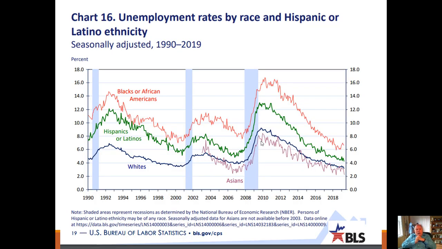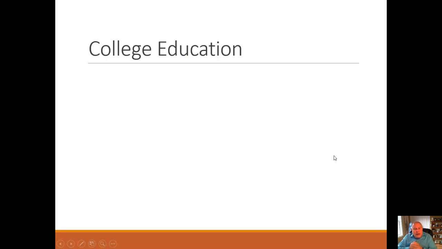What is even more stunning is when we look at it by ethnicity. We can clearly see a gap between whites and Asians, Hispanics or Latinos, and blacks or African Americans. There is this gap: unemployment is low for certain groups, whether that be by education or ethnicity. So we look at these on a global basis. Think about the trends that are happening. College education, let's talk about that for just a brief moment. Four-year degree or higher.